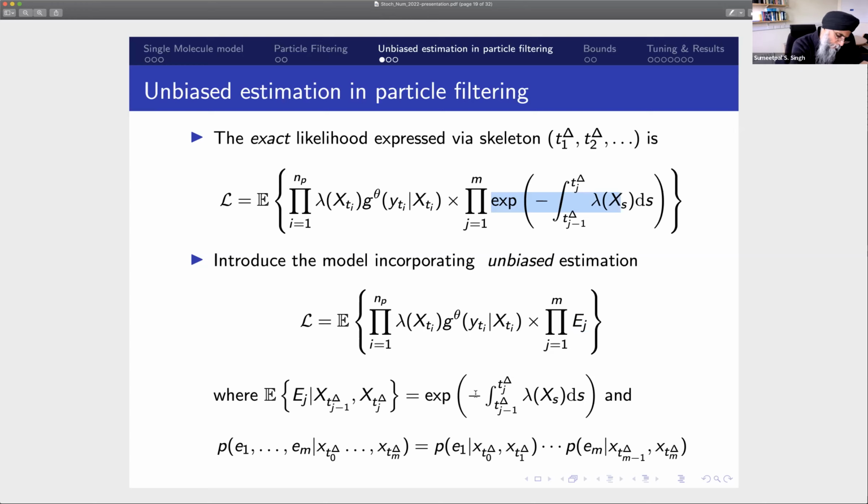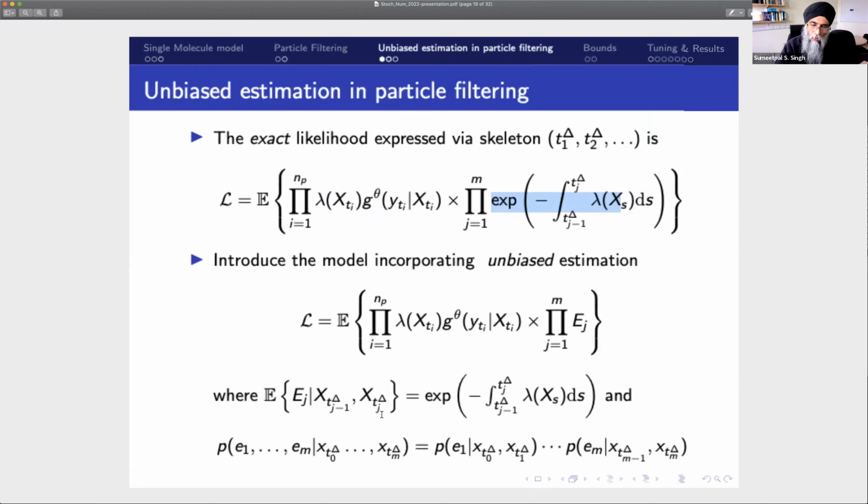And for the convenience of the implementation, which is not really a restriction, I want these random variables E to be conditionally independent given the skeleton of the continuous time process at the times T delta. That means the joint probability density of E1 to Em given the skeleton is just a product of their probability densities, conditioned on the end and start points of the relevant interval. So this is the conditional independence assumption.